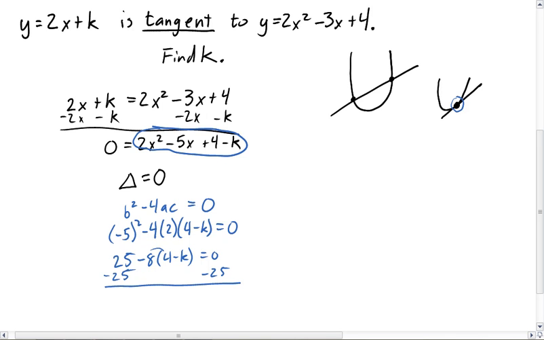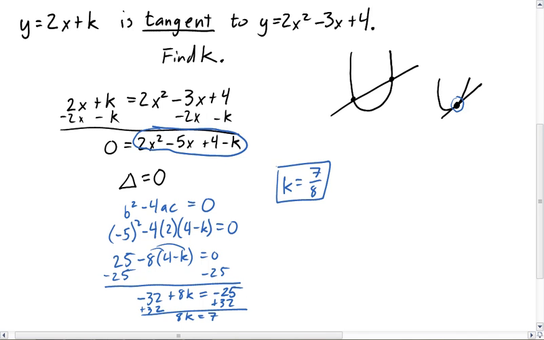So distribute this also. So we're going to have negative 32 plus 8k equals negative 25. We'll add 32 to both sides. We've got 8k equals 7. Divide both sides by 8, and we get k equals 7 over 8.